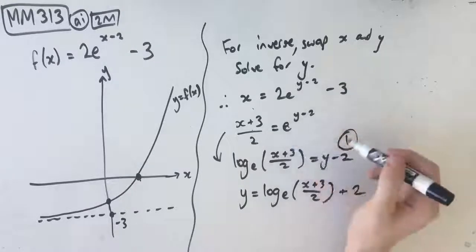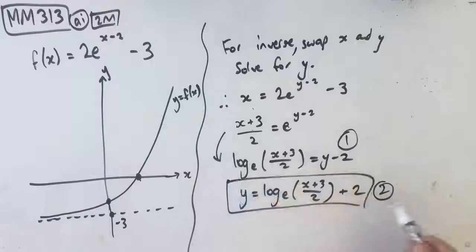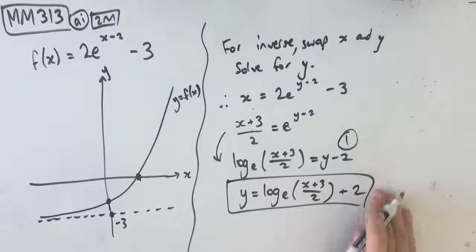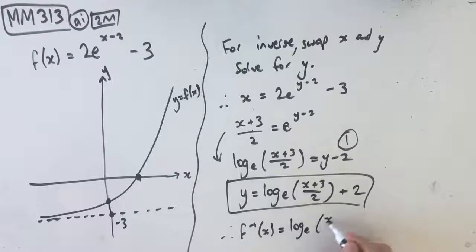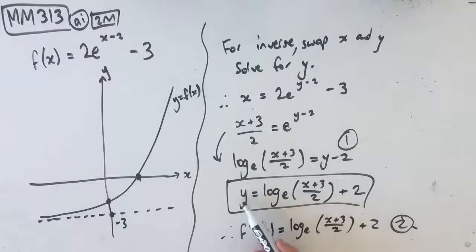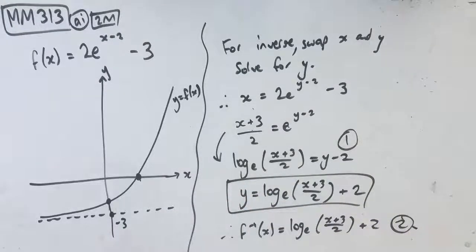Now, our first mark comes between here. So this step here is our first mark. Then our second mark is obviously our final answer here. Actually, no, it's not, because we haven't actually answered that fully. So our inverse of f is equal to log e of x plus 3 over 2 plus 2. That's our second mark. We need to make sure that we actually answer, yes, this is our inverse, and not just leave it as y, because it's asking for the rule for f inverse, the inverse function of f. So that's it for part AI.